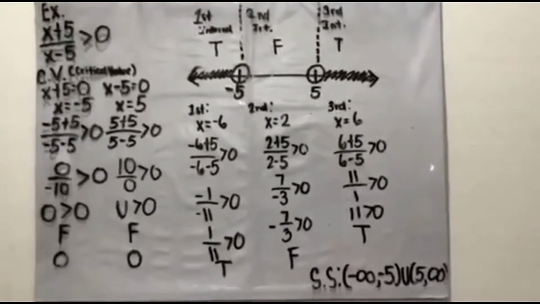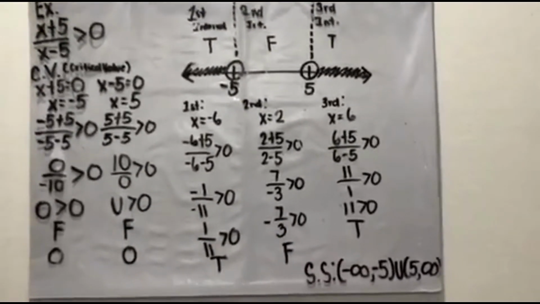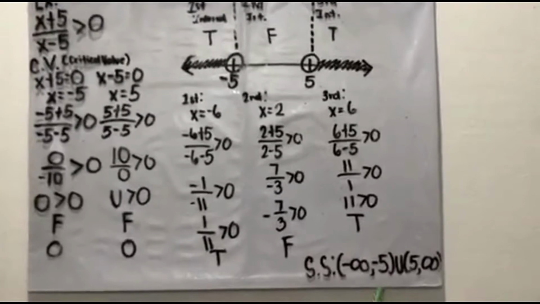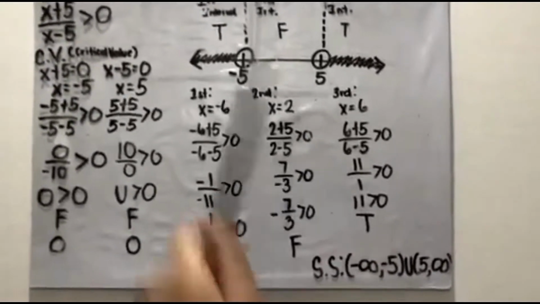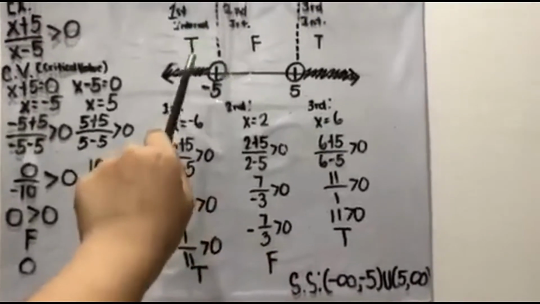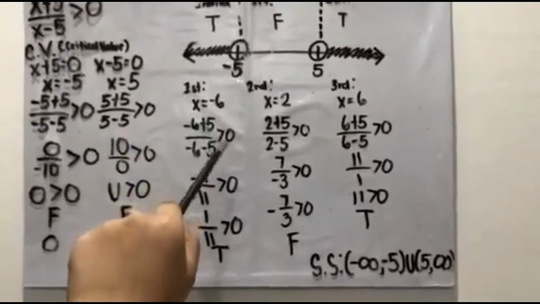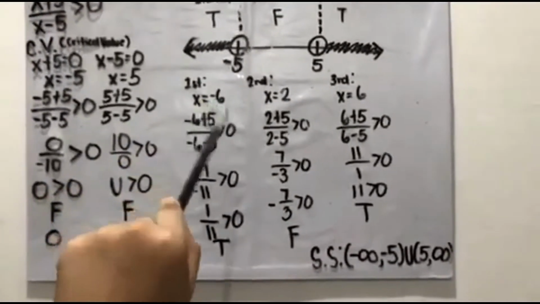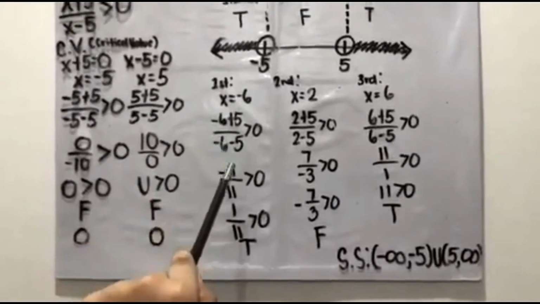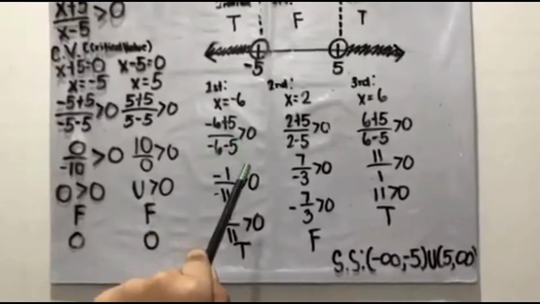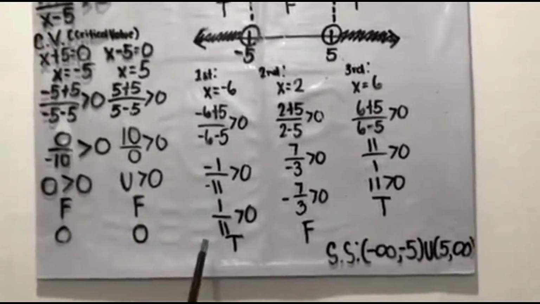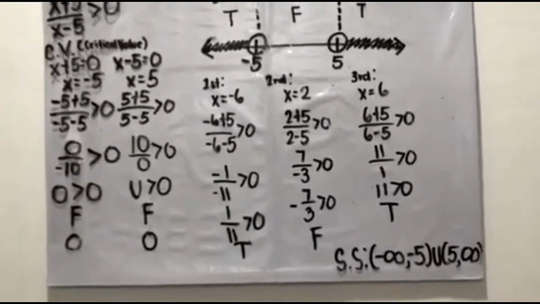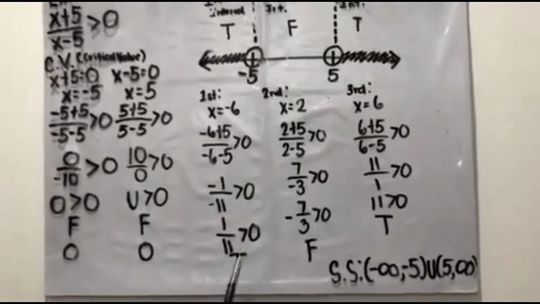Next naman natin gawin is titignan natin kung yung each interval ba ay kasama dun sa solution set. So, kukuha lang tayo ng mga number in each interval. Ang kukunin natin sa first interval is negative 6. Negative 6 plus 5 is equal to negative 1, while negative 6 minus 5 is equals to negative 11. Negative over negative is equals to positive. So, 1 over 11 is greater than 0 is true.